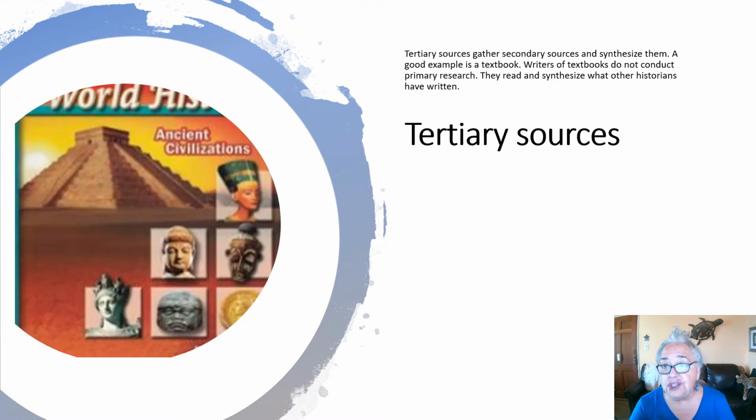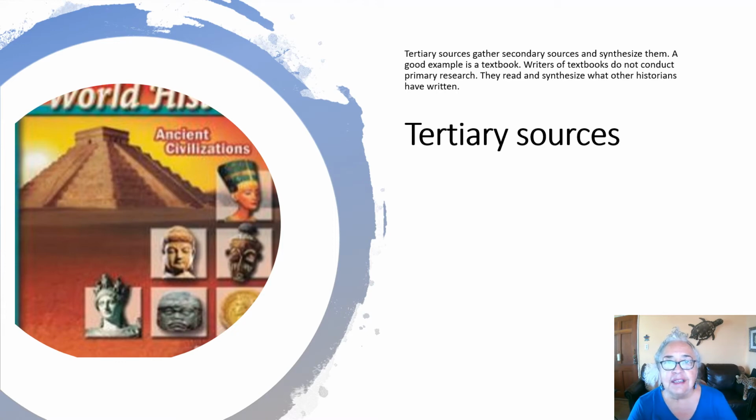Now we get to tertiary sources. Tertiary sources gather the material from secondary sources, synthesize it, and create something new. As a university student, I am sure that you have read textbooks. Perhaps you've read a textbook on the history of the world or a history of the United States until 1865.